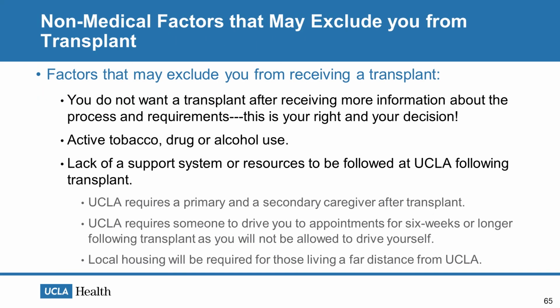Factors that may exclude you from receiving a transplant. You do not want a transplant after receiving more information about the process and requirements. This is your right and your decision. Active tobacco, drug, or alcohol use, lack of a support system or resources to be followed at UCLA following transplant. UCLA requires a primary and a secondary caregiver after transplant. UCLA requires someone to drive you to appointments for 6 weeks or longer following transplant, as you will not be allowed to drive yourself. Local housing will be required for those living a far distance from UCLA.